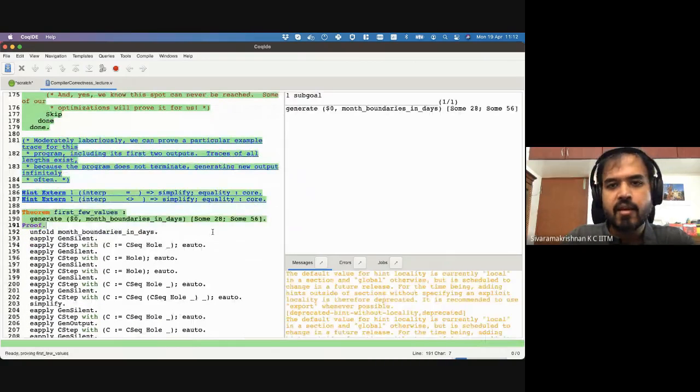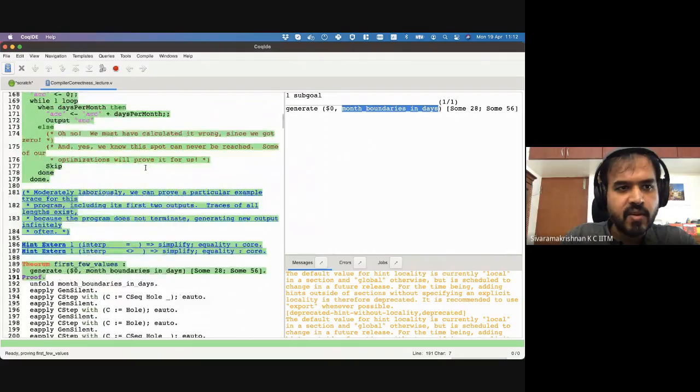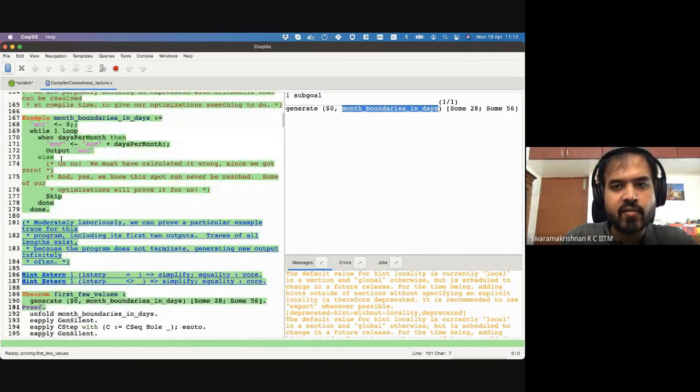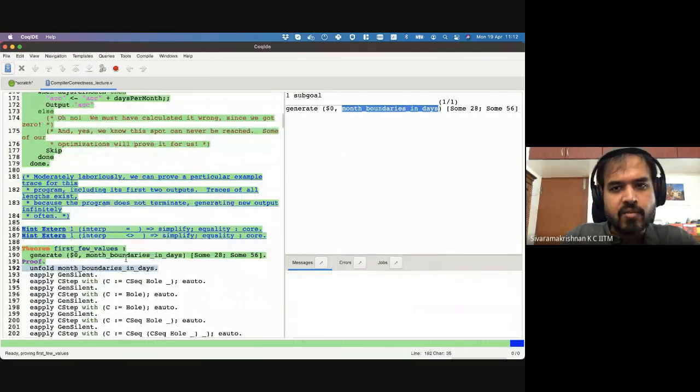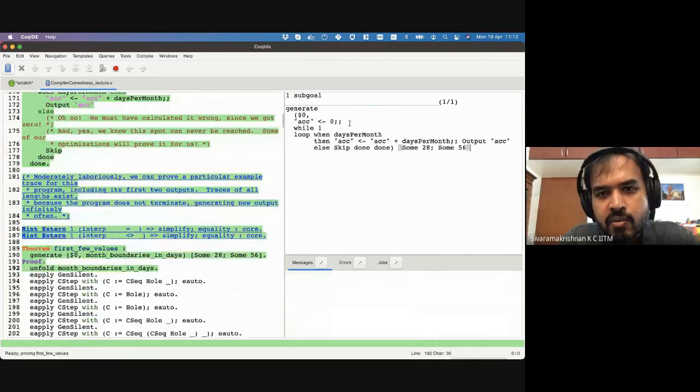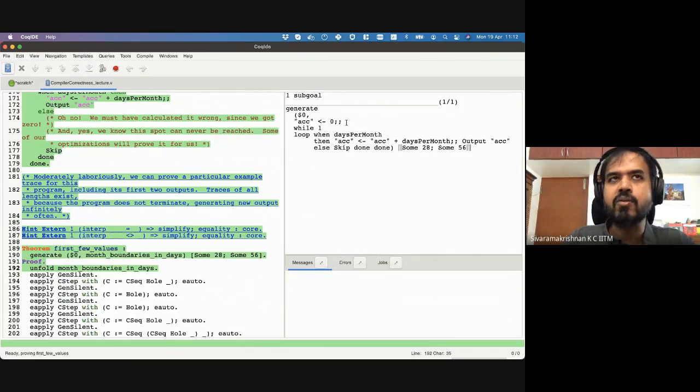So that's the program, and we know that this is a function. This is a definition, right? So an example is also a definition. So unfold that. So the first step: what does generate do? Generate has several rules. One of them is truncation. Another is actually outputting. Another one is a silent rule. Another one is for termination, right?